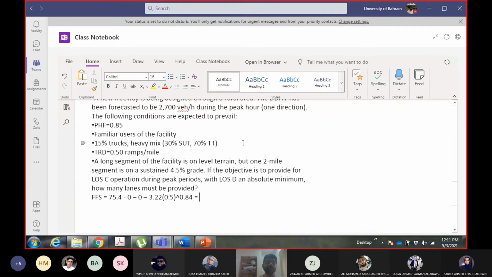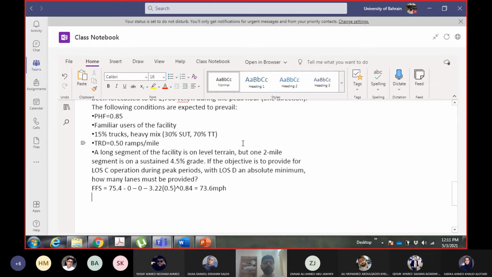These factors became 0 because this is a design example. The client did not give me any restriction, so I'm using the standard values. So give me the free flow speed here: 73.6, 73.6 miles per hour.